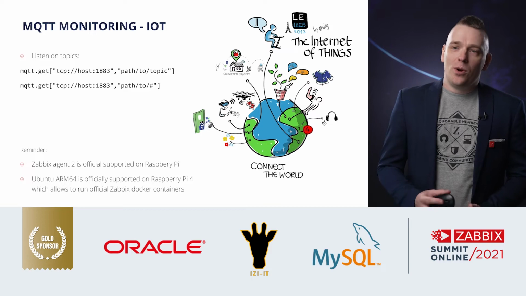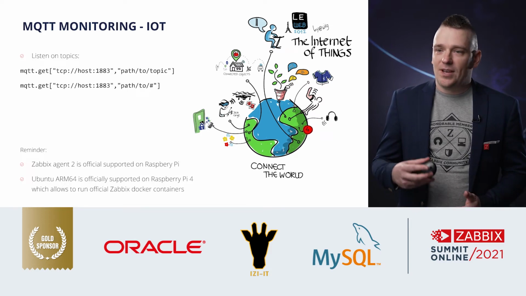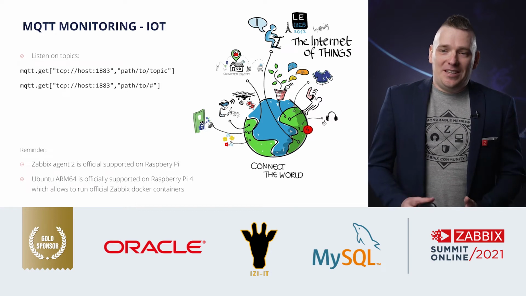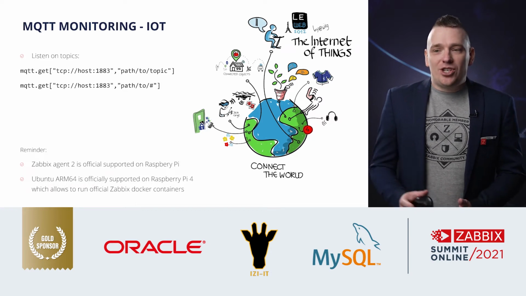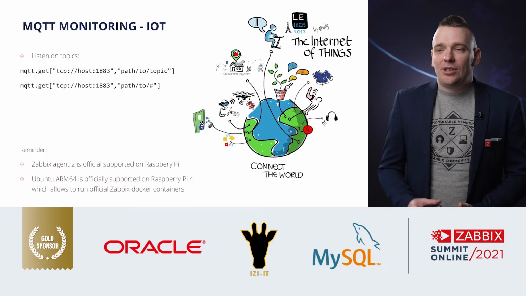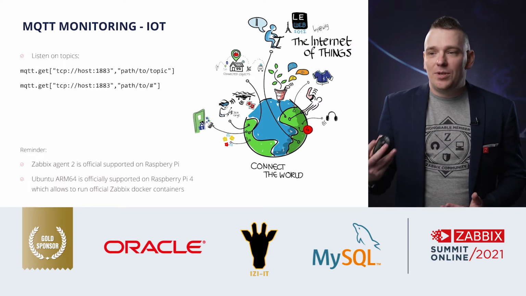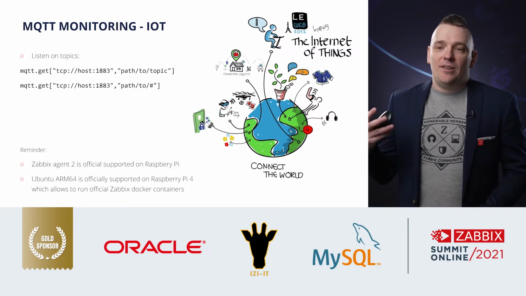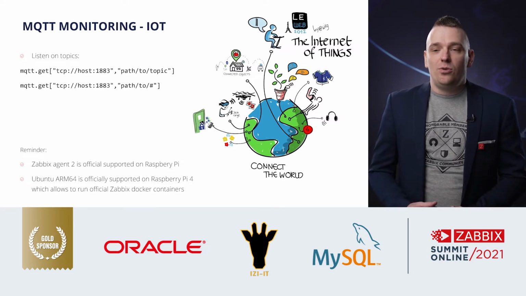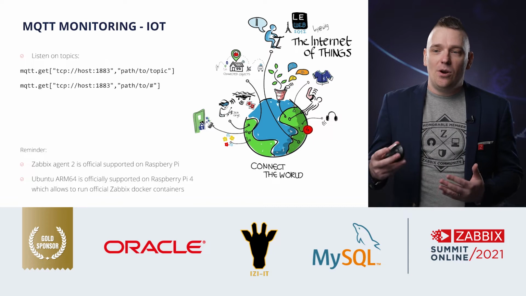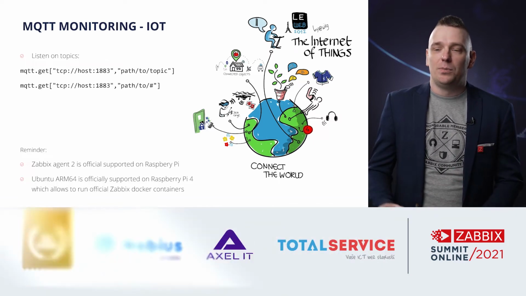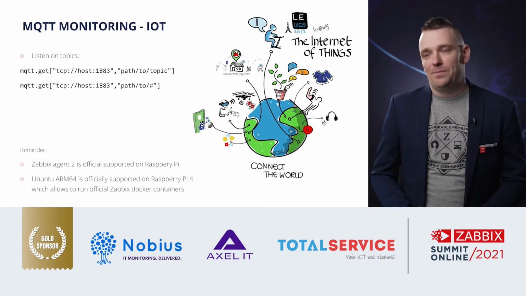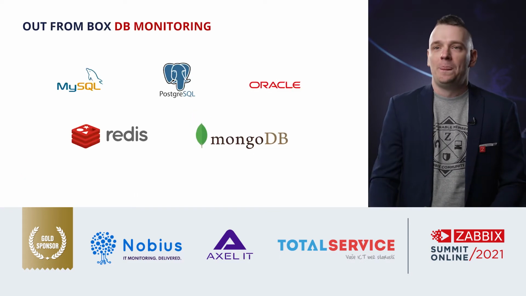On this slide, I also want to remind ourselves of the greatest and latest possibilities: Agent 2 is officially supported on a single board computer like the Raspberry Pi. On the Raspberry Pi 4 we can run Docker containers through Ubuntu ARM64, and we offer a lot of Docker containers out of the box, and also Agent 2. That's the most important part of this presentation.